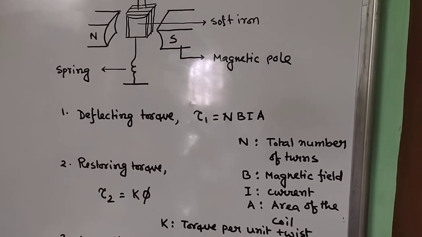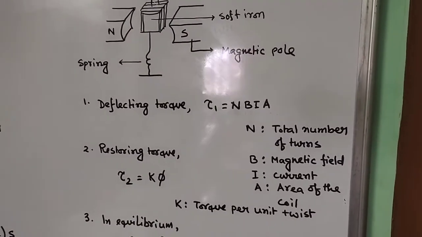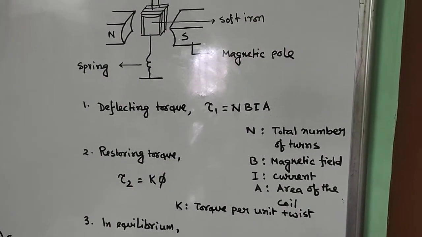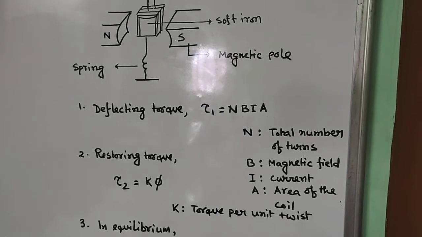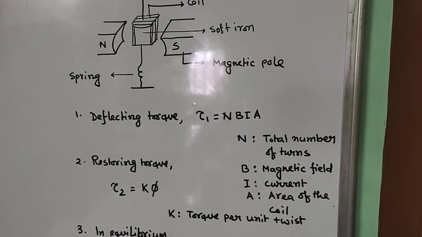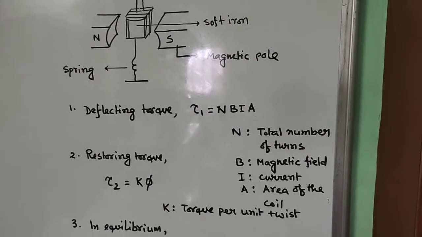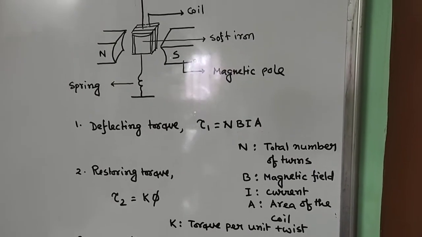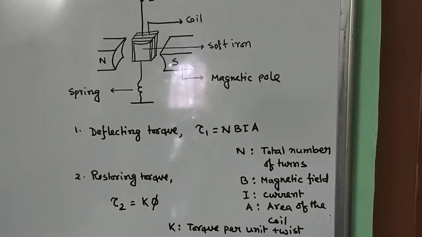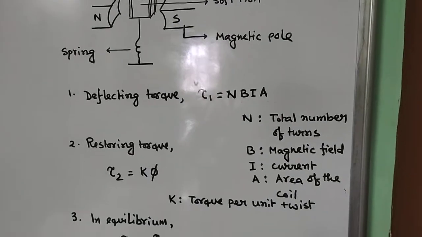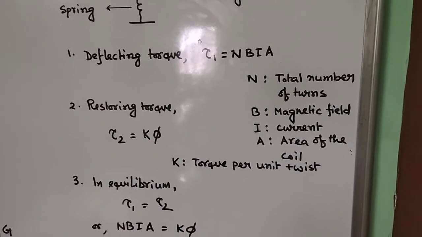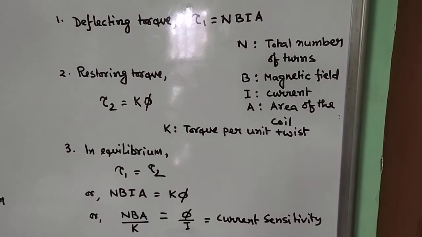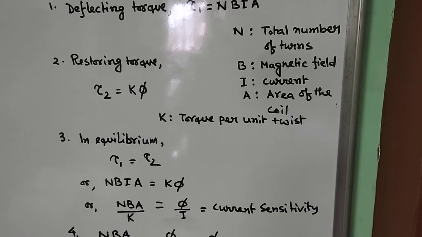Now if we consider phi is the twist and k is the torque per unit twist, then k is your constant property of the material. It is specified in the galvanometer itself. So k phi gives you the total restoring torque. So one is your deflecting torque, another one is your restoring torque. Now in equilibrium, tau 1 equal to tau 2. So you can say NBIA equal to k phi.